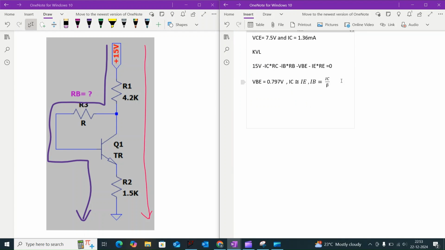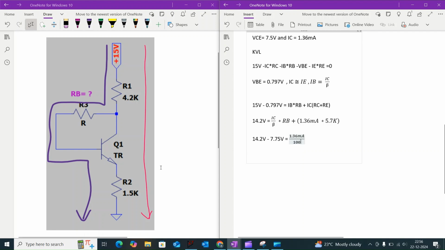If you put this value in the above expression, we will write it as 15 volt minus 0.797 volt is equal to IB into RB plus IC into (RC plus RE), that is 14.2 volt equal to IC divided by beta into RB plus 1.36 milliamps into 5.7 kilo ohm, which is 14.2 volt minus 7.75 volt equal to 1.36 milliamps divided by 100, because here we have considered the current gain of the transistor beta to be 100, into RB.